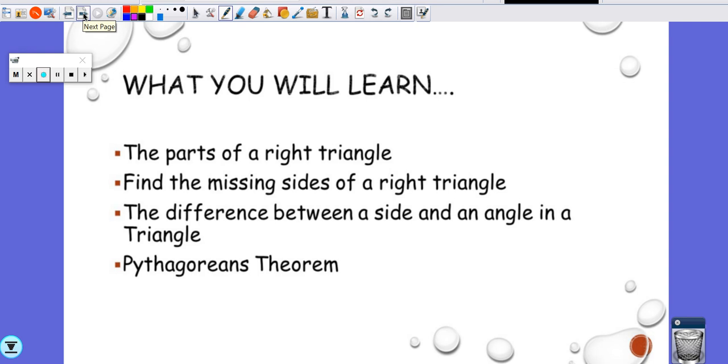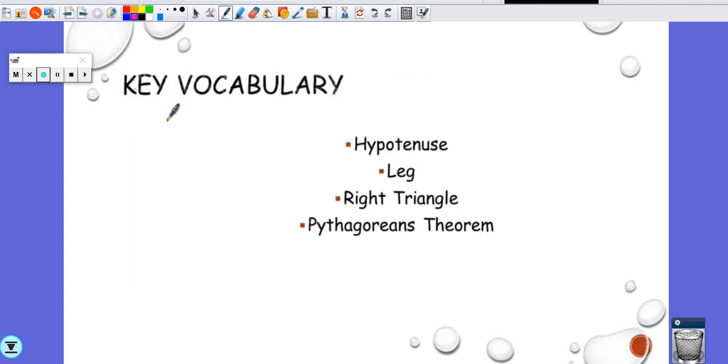So make sure you understand the parts of a right triangle, and find the missing sides of a right triangle. You guys already know the difference between a side and an angle. And then we're just going to talk about Pythagorean's theorem.